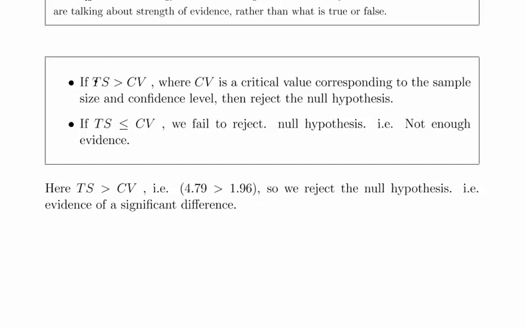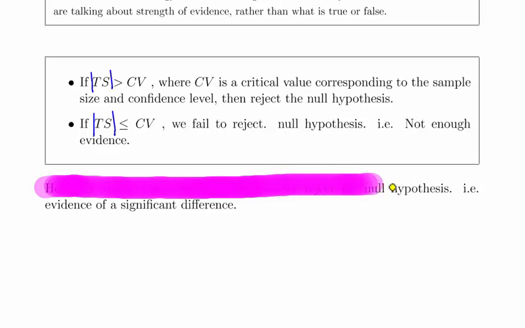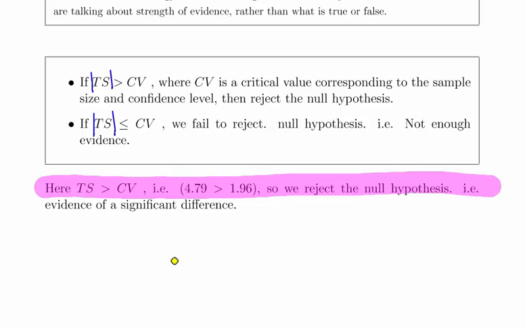Now, correctly, there should be an absolute value of the test statistic. Okay, is the absolute value of the test statistic greater than the critical value, where the critical value corresponds to the sample size? In that case, we reject the null hypothesis. Otherwise, we'd fail to reject the null hypothesis. Here, the critical value is 1.96. The test statistic is 4.79. So we can definitely reject the null hypothesis.